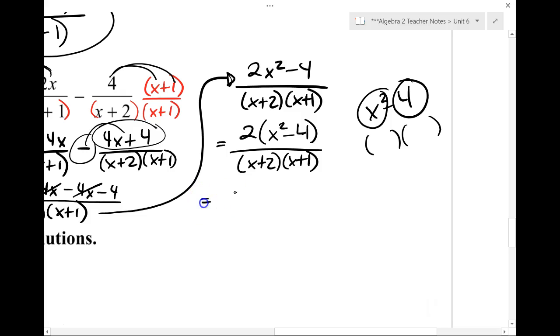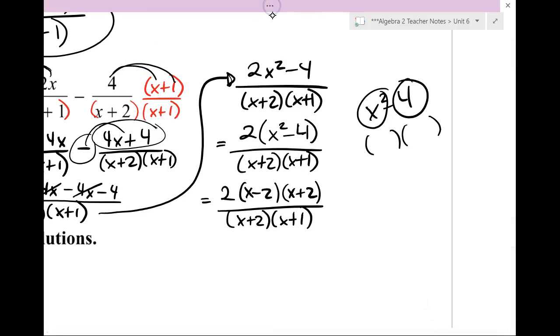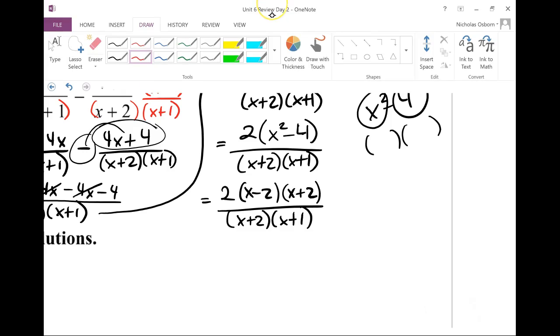So let's do that. So now I still have a 2 up here, and this factors out to x here, and then minus 2 and plus 2. Okay, so now I have x plus 2 here, times x plus 1, and now we can finally cancel something. My favorite part. Love canceling. Cancel factors. There we go.